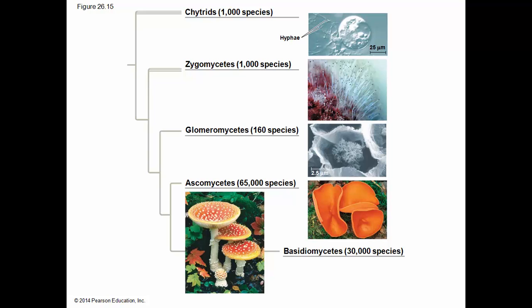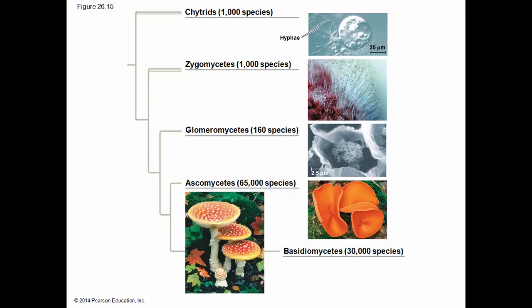Zygomycetes include certain molds that occur on fruits and breads. These fungi may act as decomposers if the food is not alive, or as parasites, or as neutral symbionts. Okay, so these molds occur in a variety of different strategies. They can decompose things, or they can be parasites.